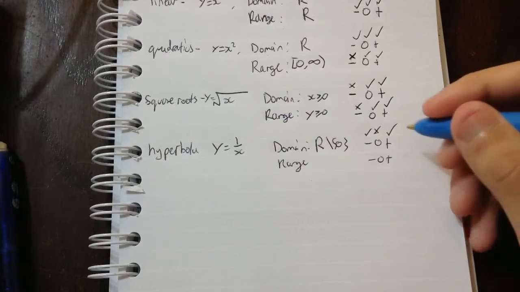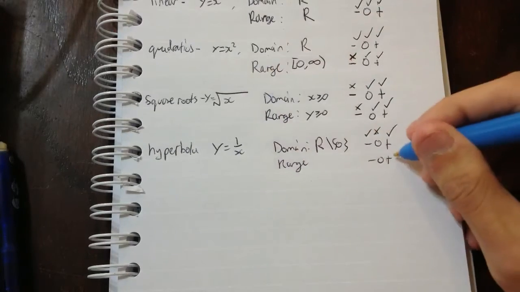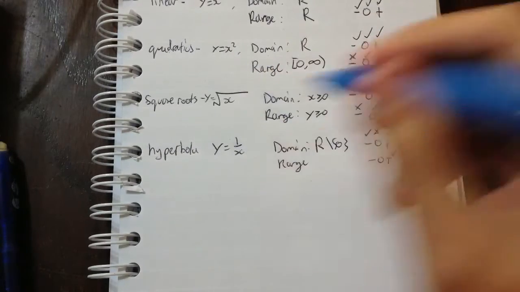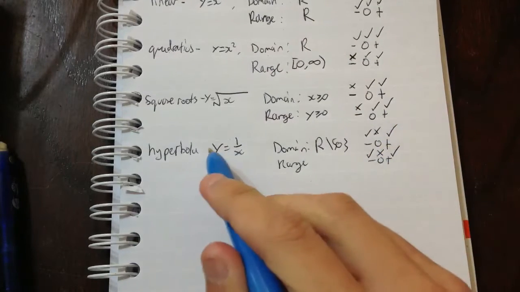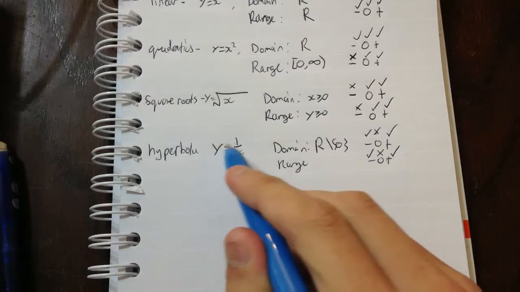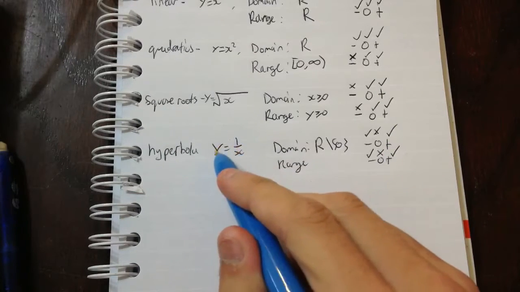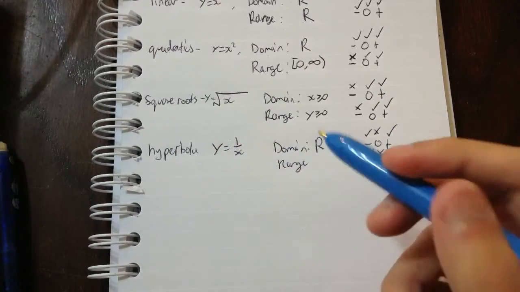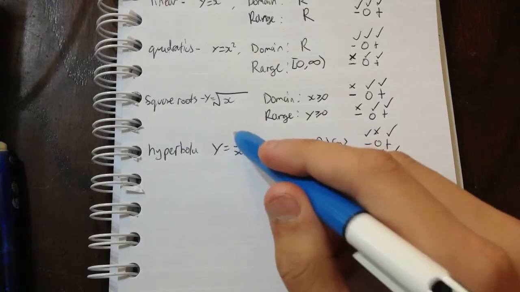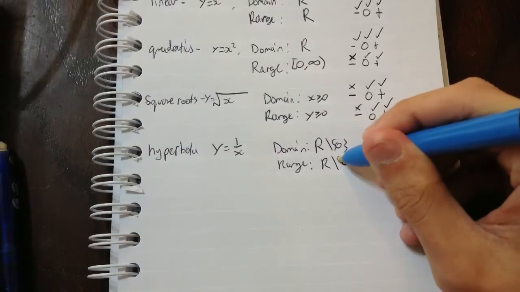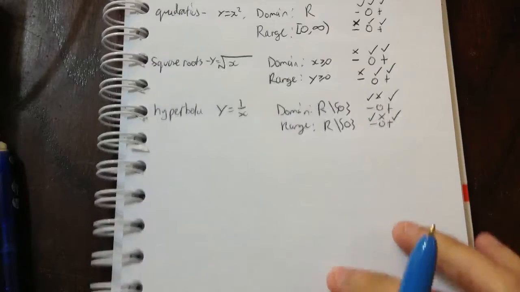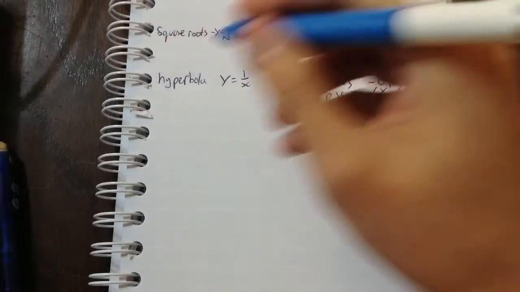Now what can y be? Can y be positive? Yes, when x is positive. Can y be negative? Yes, when x is negative. Can y be 0? No. If y was 0, then we could make it x times y equals 1. So 0 times x would equal 1. That's not possible. So the range is also R excluding 0. Okay? Getting the idea? We'll try a few more.